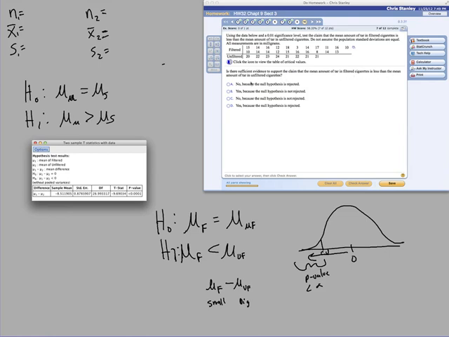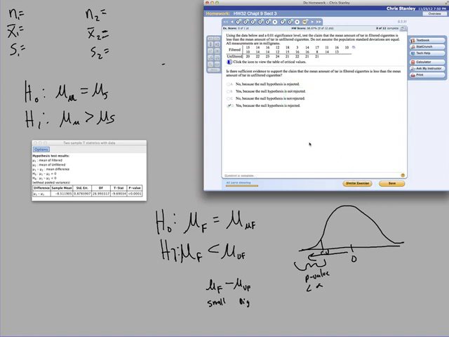It's less than. Okay, is there support for the claim that the mean amount of tar in filtered is less than? Yes, we're rejecting the null. We're taking the alternative. Yes, because the null hypothesis is rejected. Okay, that's it for 9.3.